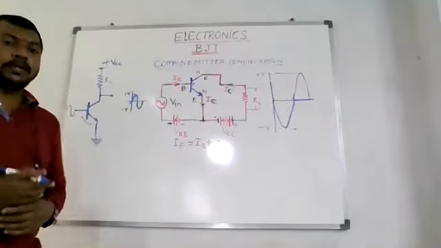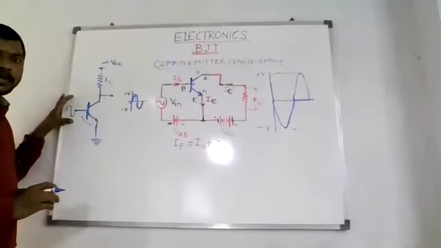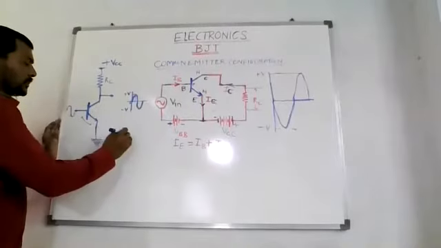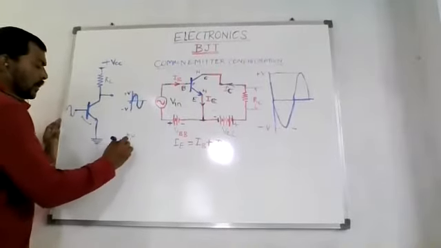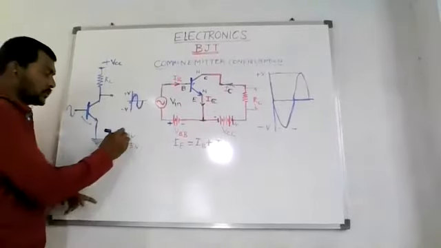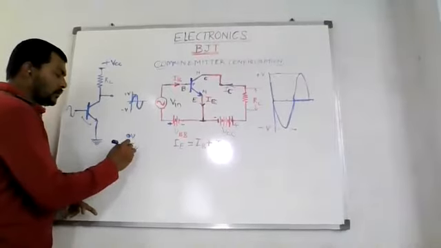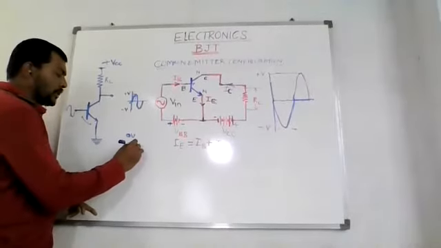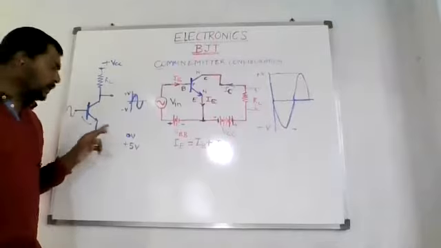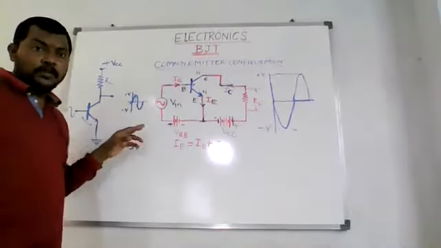Now this can again be understood by a simple method. If I apply only two voltages over here, say 0 volt and plus 5 volt, 0 volt means it will be commonly grounded, and the other one will be high voltage, that is plus 5 volt. So if I connect these two voltages to the base, what happens to the output?